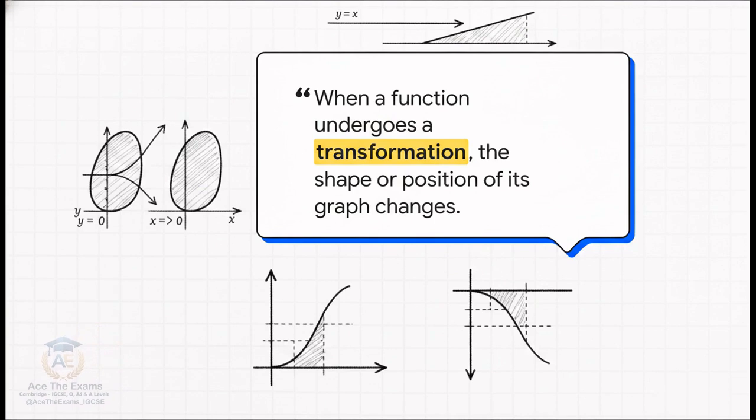The core definition is this. When a function undergoes a transformation, the shape or position of its graph changes. Why does this matter? Because it's a massive exam time saver. It means once you know the shape of a starting function, you never have to blindly plot it from scratch again. You just apply the transformation rules to the base shape, and boom, you're done.